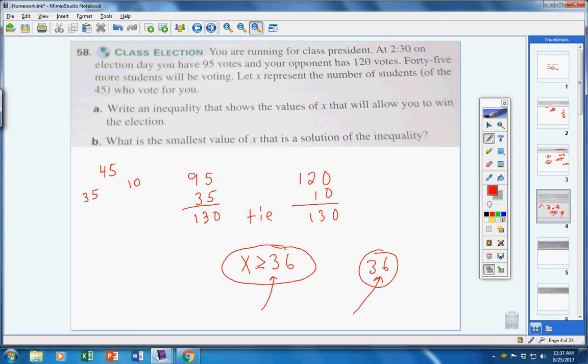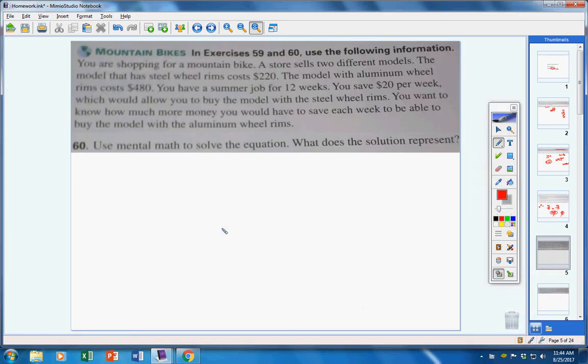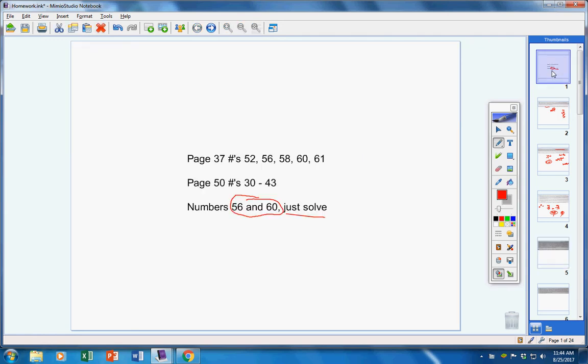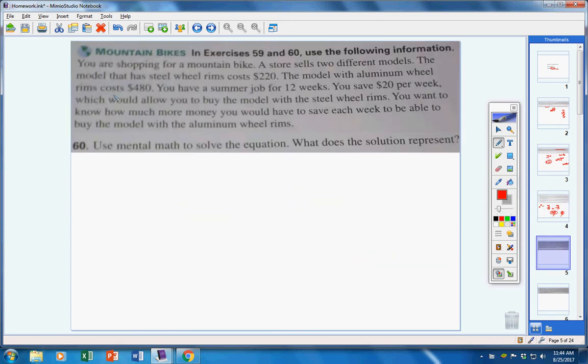Alright, moving on to number 60. Okay, students, let's see, number 60. Let me go back up to the beginning here. Yeah, 60 is the one that we're just going to solve. We're going to ignore the instructions. So here we go. We're just simply solving this.